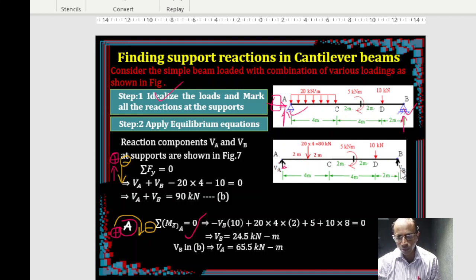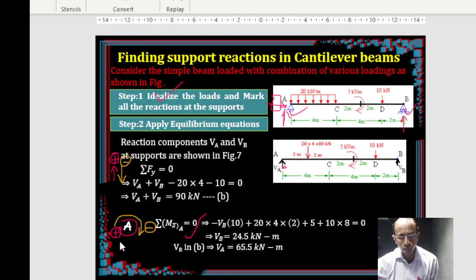Even when you take moment at the point B, then VB will not come into the picture, because we are taking at the A, only VB comes, VA will not come, right? So VB, you bring it to this particular point with its perpendicular distance. So VB times what is the perpendicular distance? 2 plus 4 plus 4, that's 10, right? What direction is it? Before applying itself we should have a confirmation which direction you are going to take. The other one will be automatically negative.